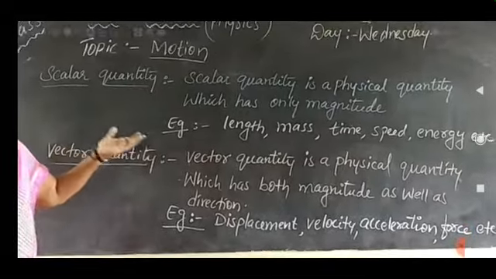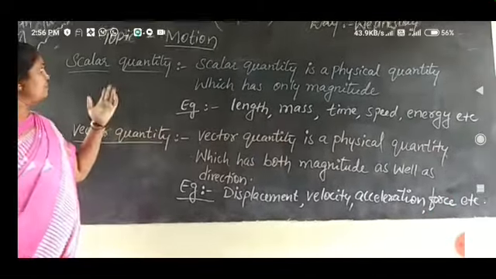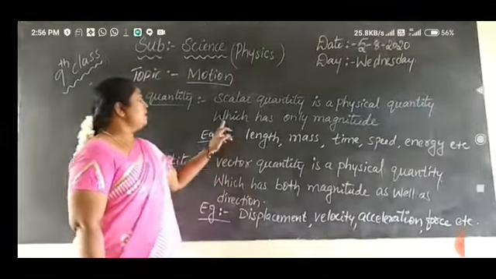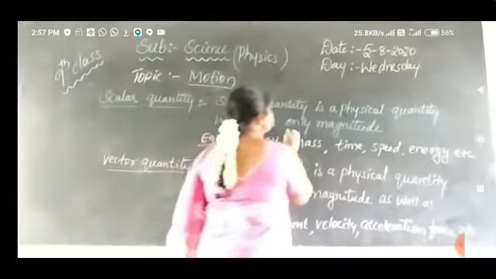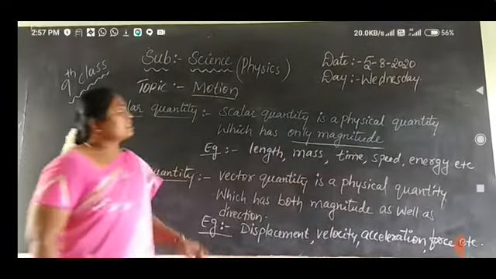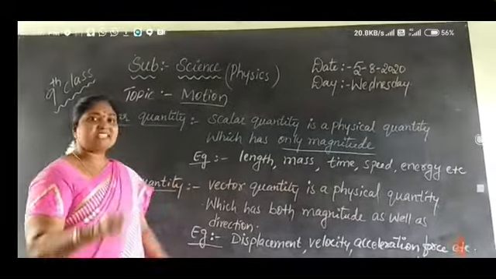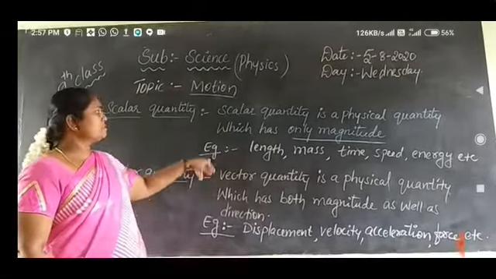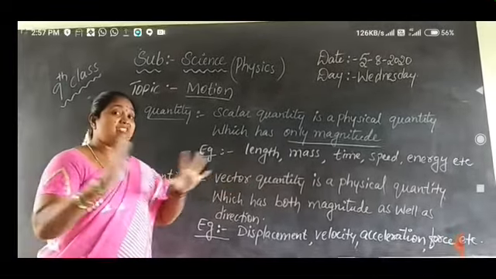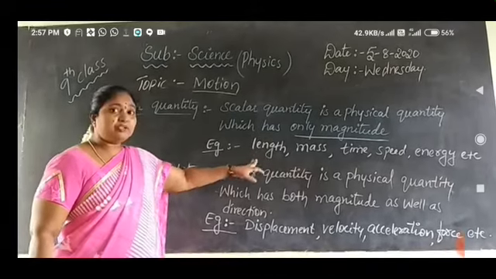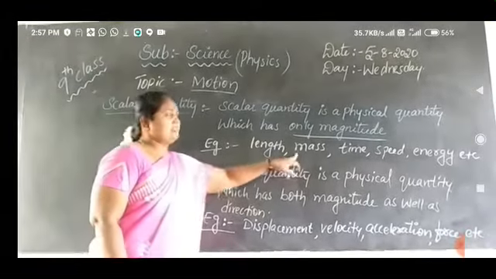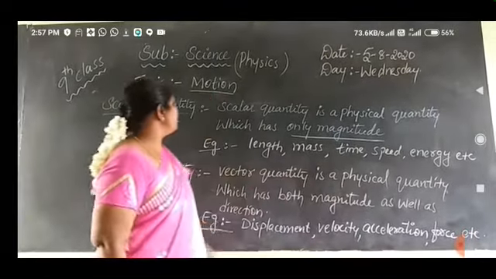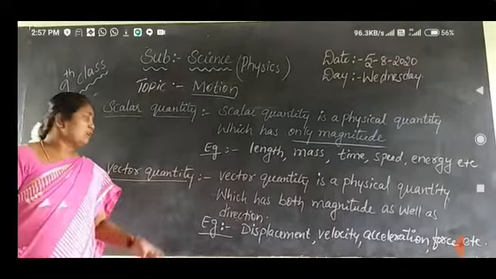So displacement, we told that it is a scalar quantity. Let me see what a scalar quantity is. A scalar quantity is a physical quantity which has only magnitude. This is important. That means, let me see a few examples: length, how much length; here we are going to measure mass, time, speed, energy, etc. These are examples of scalar quantities.